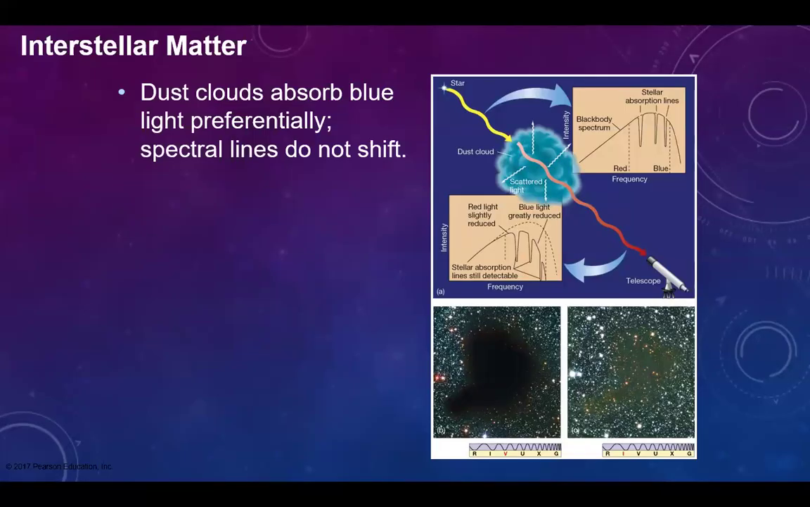So dust clouds will preferably scatter blue light. The spectral lines don't shift though. So we can still identify properties of stars from the spectra, because theirs don't change.